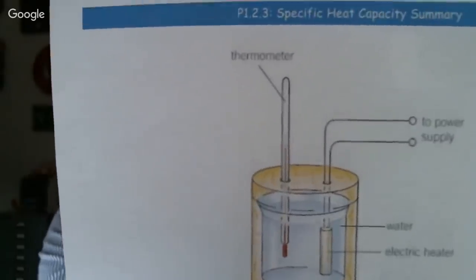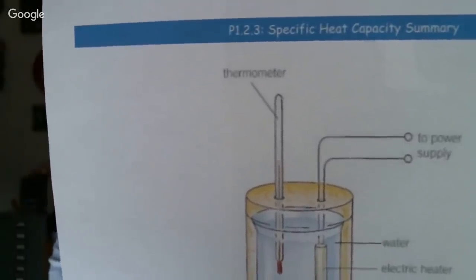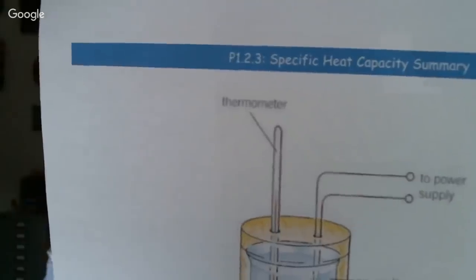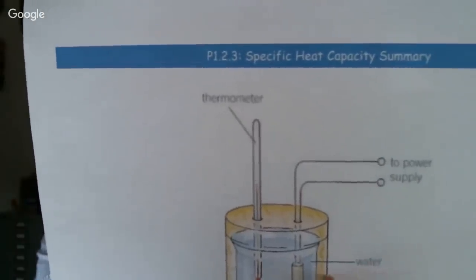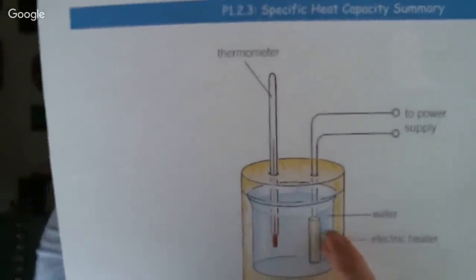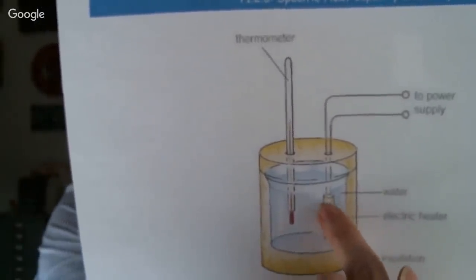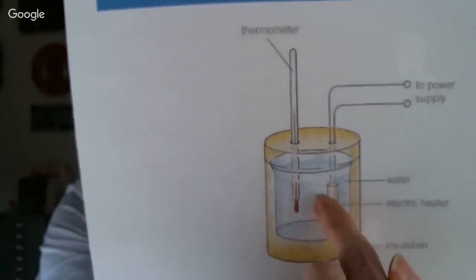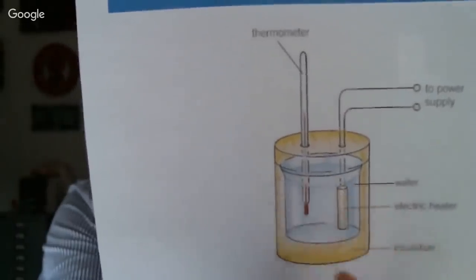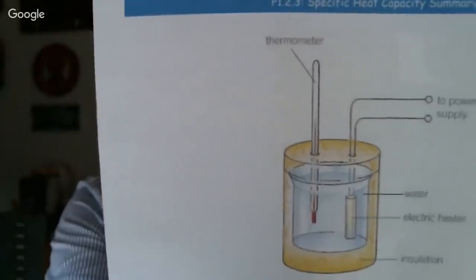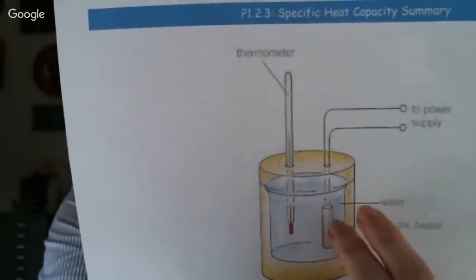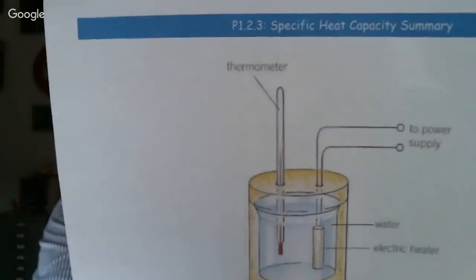Because this is one of those practical tasks they can ask you about, there are a few things that they could put on that make it not as accurate in its results as it could be. A couple of key things to look out for: in the heater here, if the top of the heater is still sticking out, then that's a potential source of inaccuracy, because some of the energy going into the heater isn't heating the actual material.